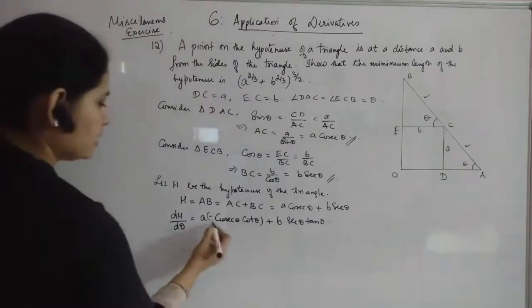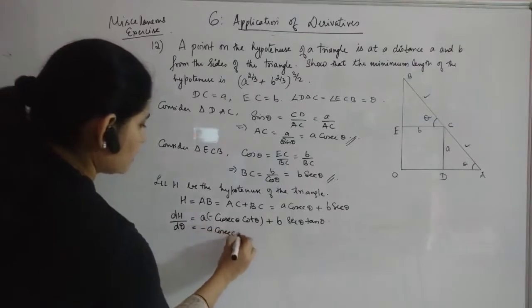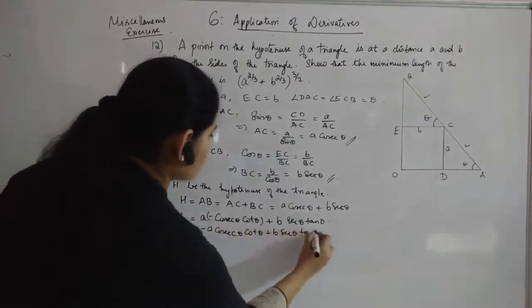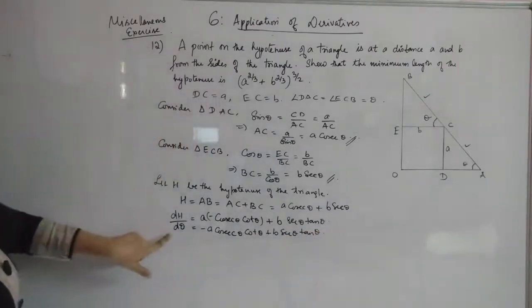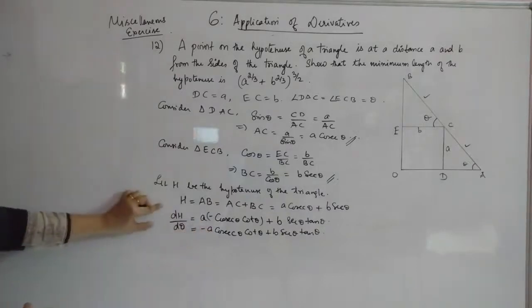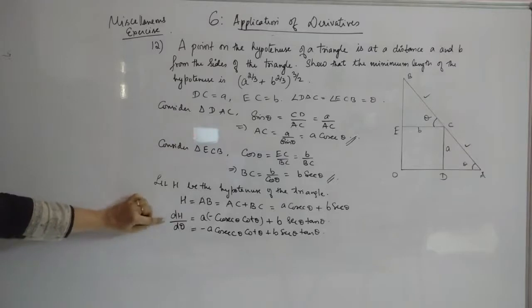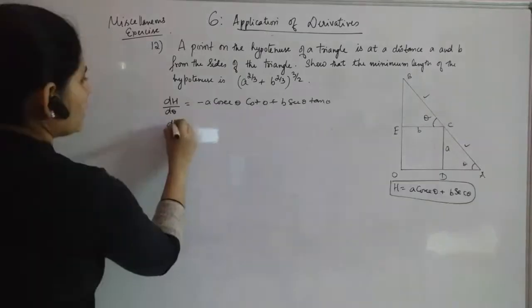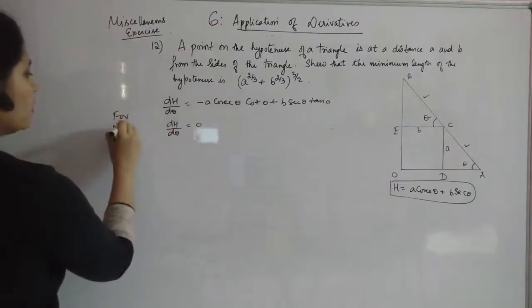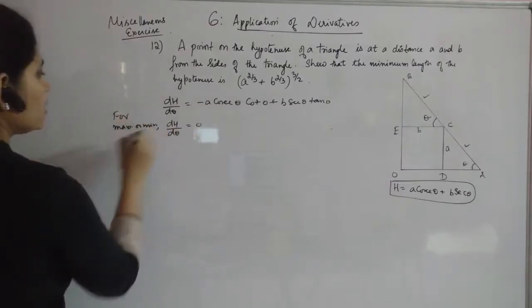Okay, so you are getting minus a cosec theta cot theta plus b sec theta tan theta. This is your dh by d theta. Now again, either we have to differentiate it again and then find out what the critical point is, or else you can find the critical point from here itself. Now I am just finding the critical point. Equating this to 0 will give you the critical point, that is, for maxima or minima you have to equate this to 0.